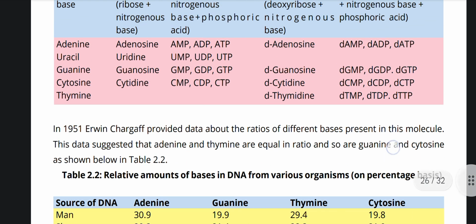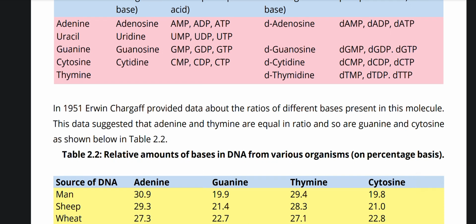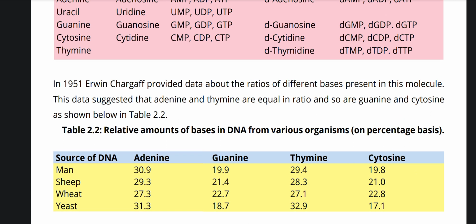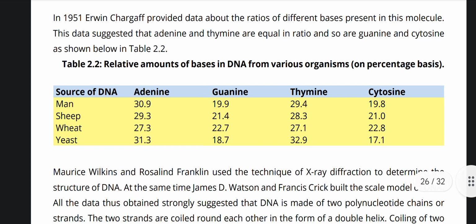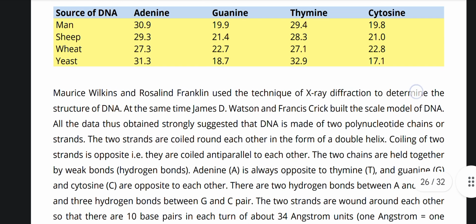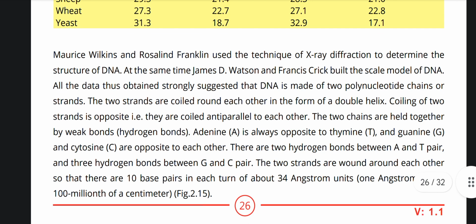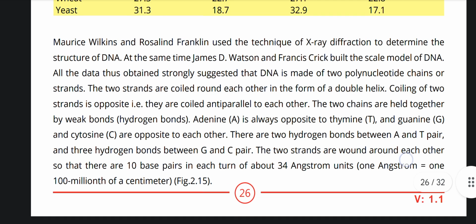In 1951, Erwin Chargaff provided data about the ratios of different bases present in this molecule. This data suggested that adenine and thymine are equal in the ratio, and so are guanine and cytosine, as below in Table 2.2. Source of DNA: man, 30.9, adenine 19.9, guanine, thymine is 29.4, cytosine is 19.8. Rest are also listed.